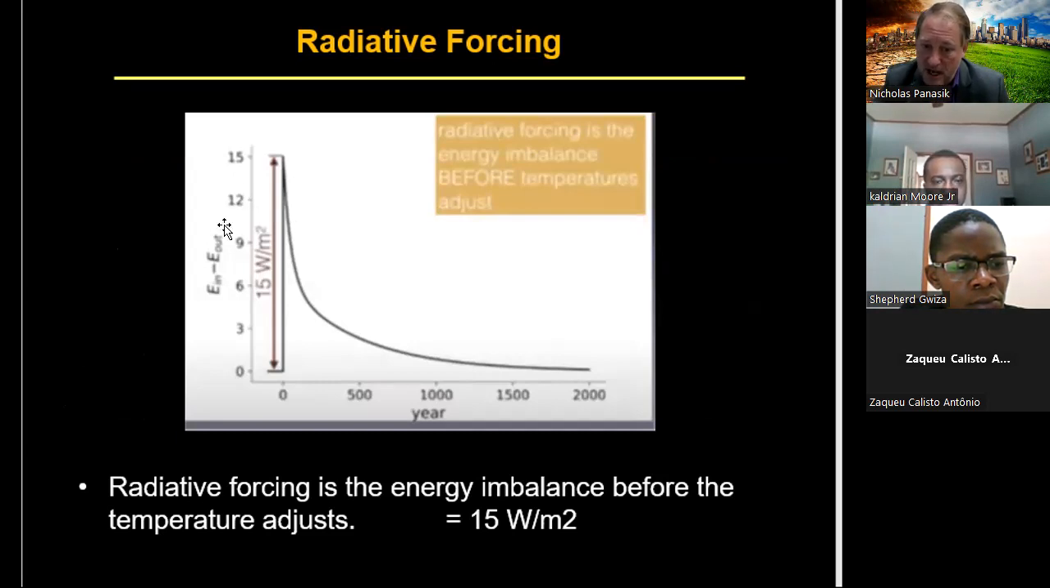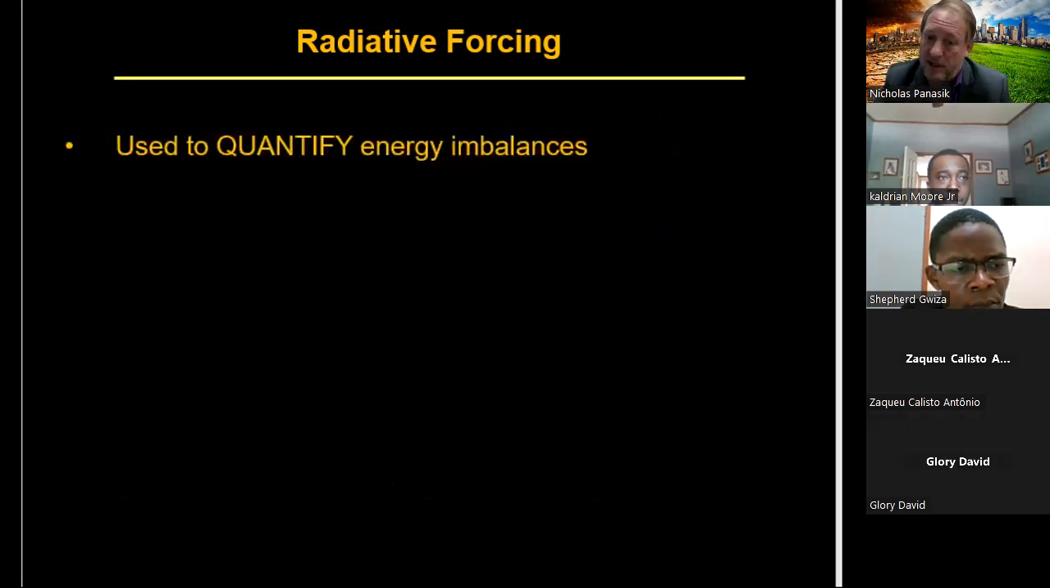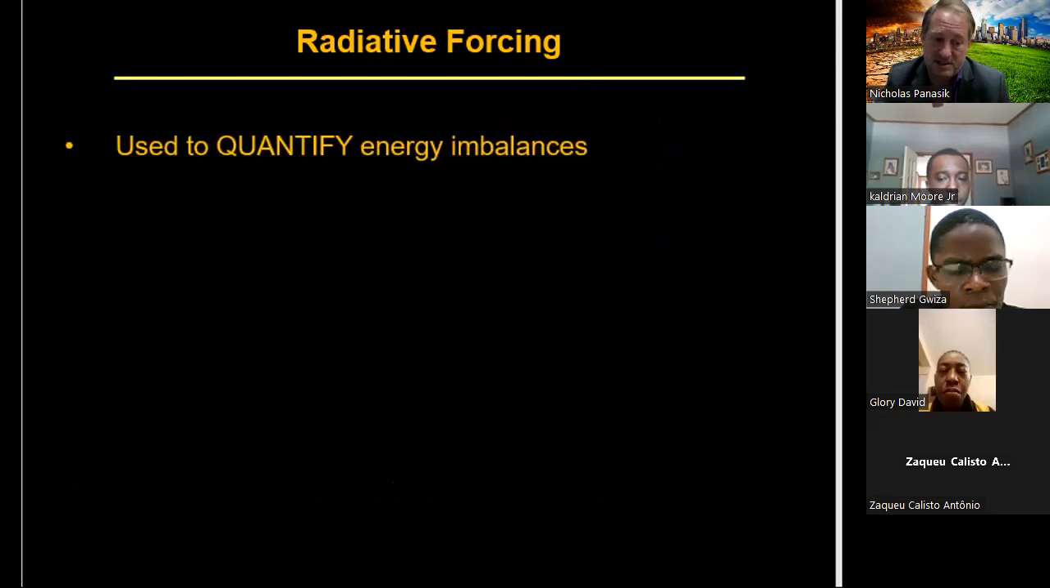In our case of the sun increasing in energy, our energy imbalance when the sun first started shining brighter was about 15 watts per meter squared. Okay. And so that was our radiative forcing. That was the amount of imbalance that we then have to respond to change the temperature. And this is really, really important because radiative forcing is used to quantify these energy imbalances.